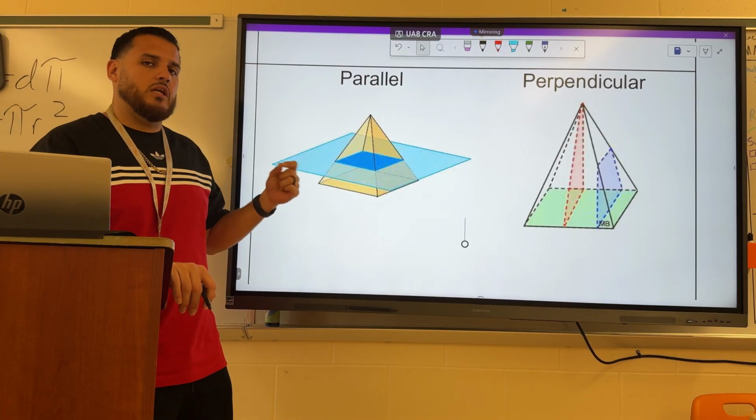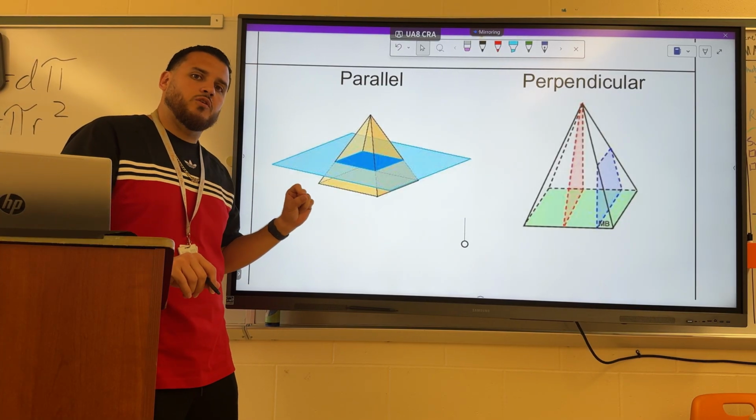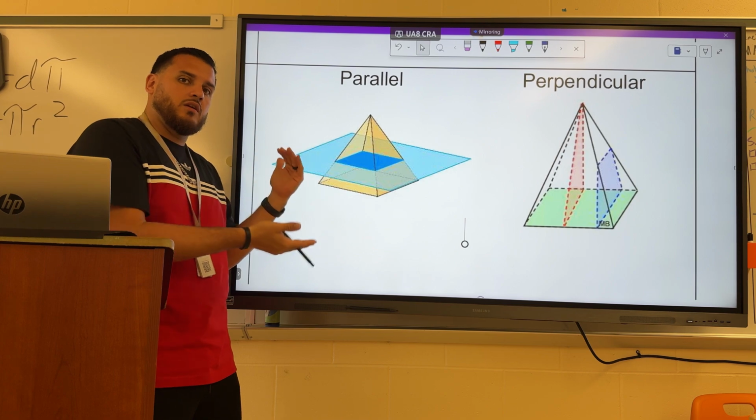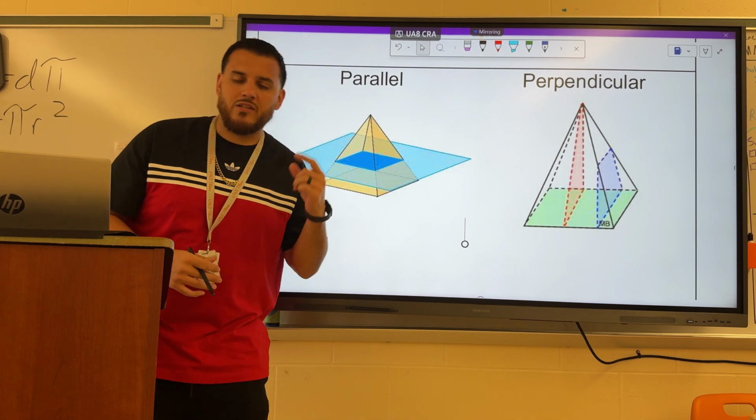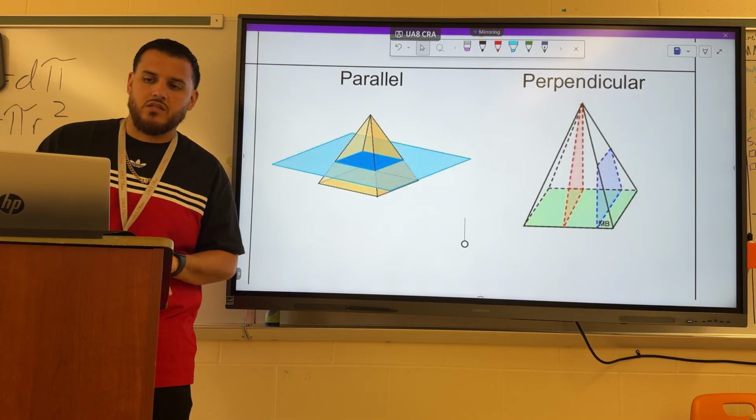Okay, then the visuals really come into play there. Okay, on those four sides, are they perpendicular, giving us a rectangle? Are they not, giving us something like a trapezoid instead? And that's where visual skill really comes in with these cross sections.